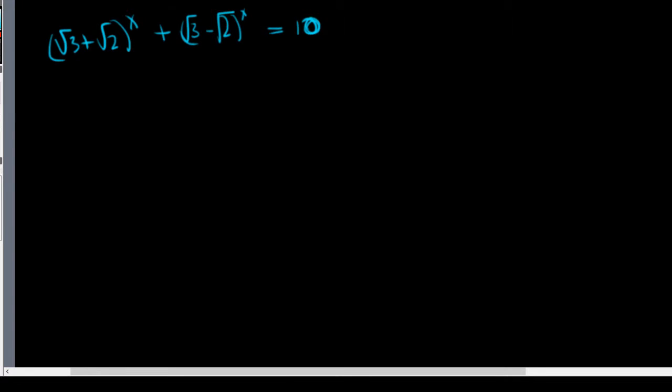So here is another interesting mathematics problem solving question, and I would like to share that with you. I have (√3 + √2)^x + (√3 − √2)^x = 10. In order to solve this, whenever you see a question about surds, one thing which should immediately come to your mind is rationalization.